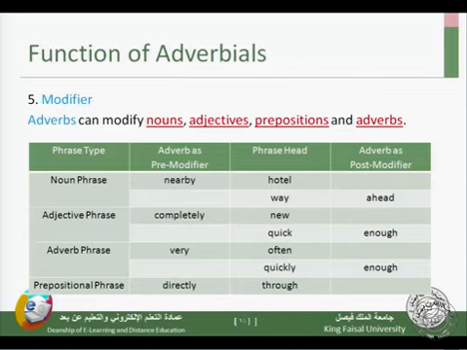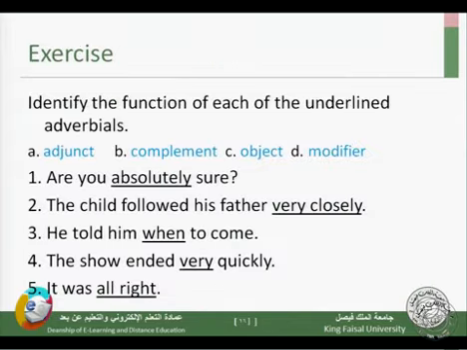Prepositional phrases like directly through, through is a preposition, and directly is an adverb, it came before the preposition, and we need of course to complete this phrase. So we say it went directly through the building. Okay, directly through the building. Through the building is a prepositional phrase, and directly is an adverb that modifies a prepositional phrase.